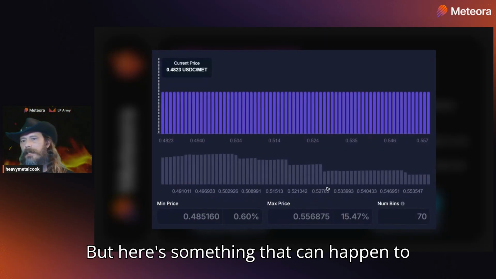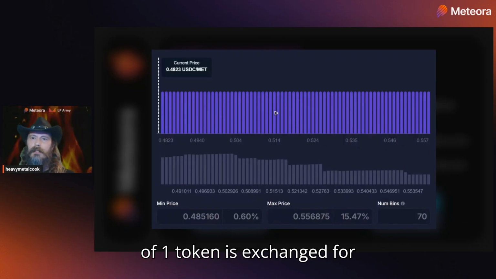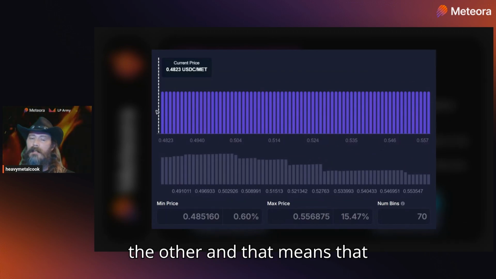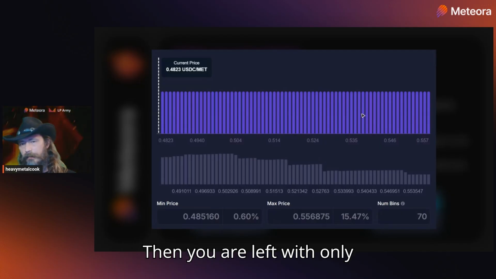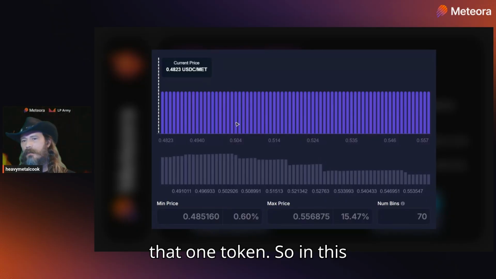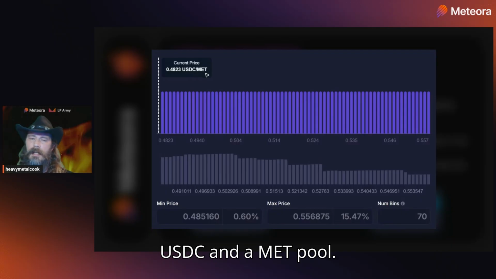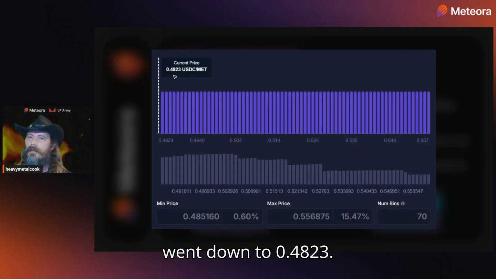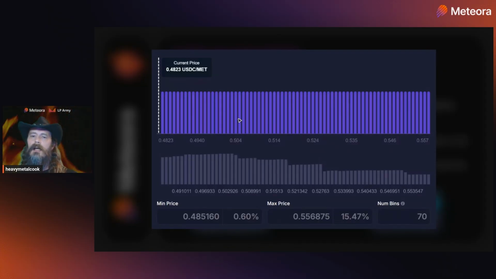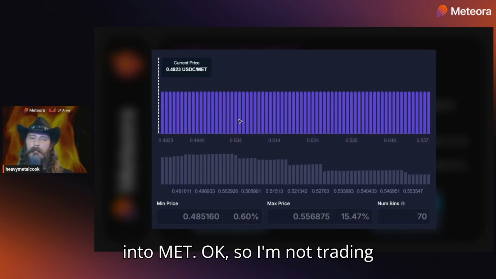But here's something that can happen to you. If all of one token is exchanged for the other, and that means the price moves below your range, then you are left with only that one token. So in this particular example, I was in a USDC and a MET pool. The price of MET went down to 0.4823. Now all of my USDC is converted into MET.